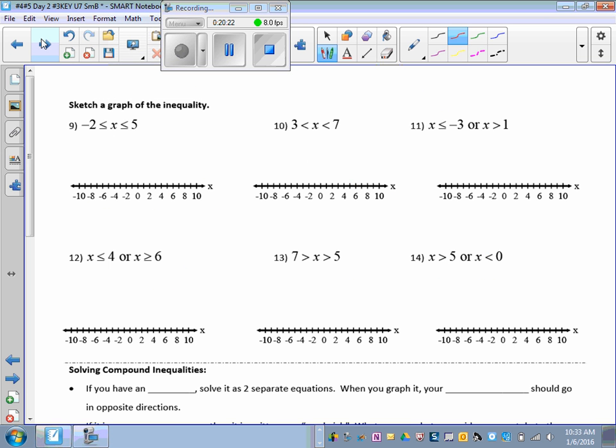What about 9, 10, 11? Flipping it over to the back side. 9, 10, 11 on the front. Oh, are they really? Whoa, that's weird. Okay, well, let's do 9, 10, and 11. All right, so sketch a graph of the inequality. So here they've given us the inequality. Now we have to graph it.